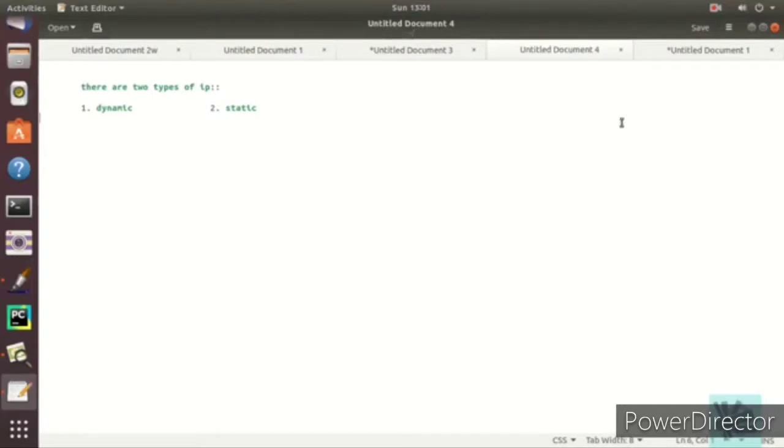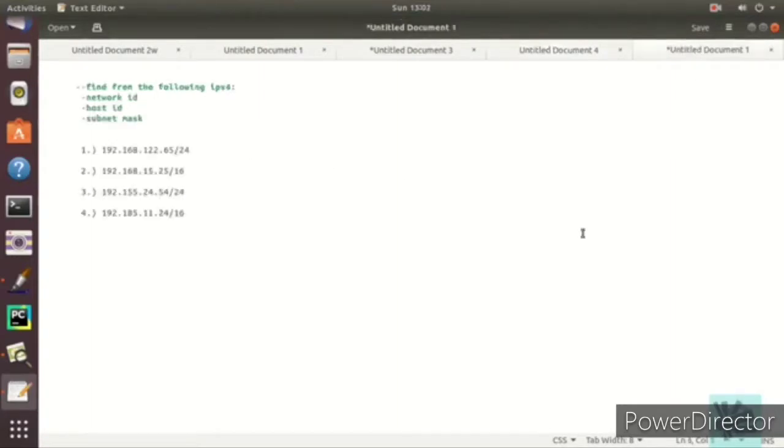Now this is all about IP. Now I'm giving you a task. From the given IP, find the network ID, host ID and the subnet mask and write the answers in the comment section below. And if you have any doubt regarding this section, write it down in the comment section.